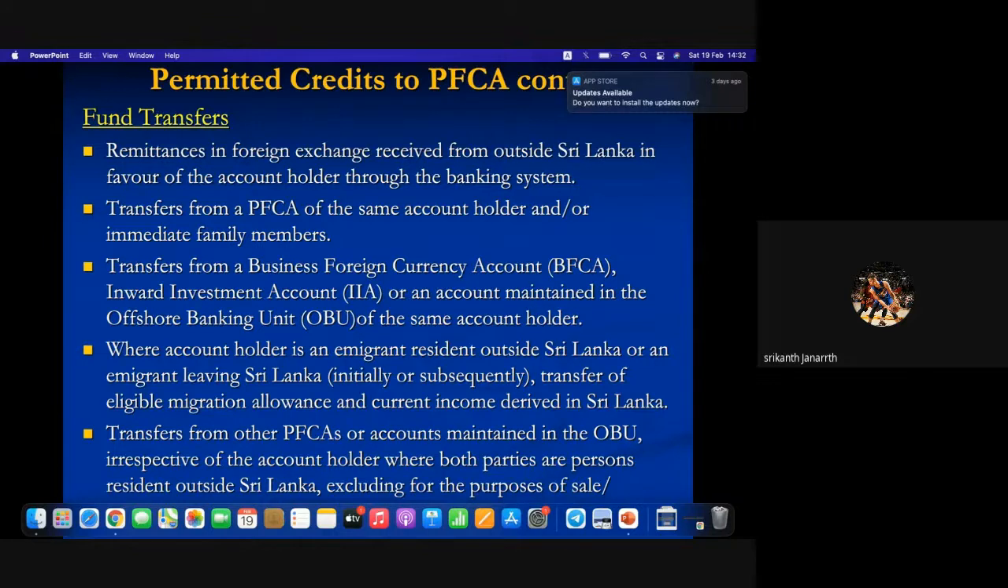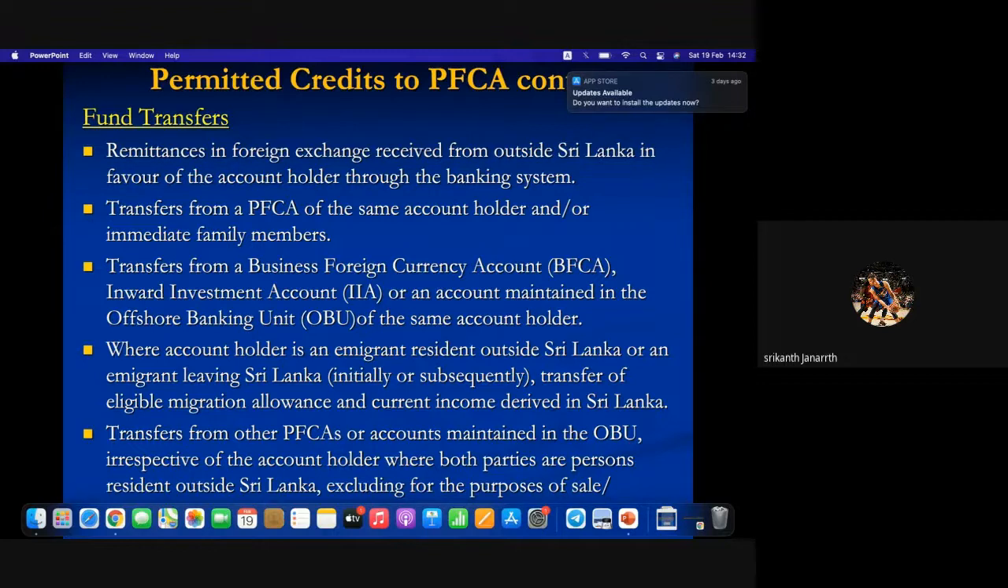Transfer from a business foreign currency account or inward investment account. Do you know what we mean by inward investment account? Suppose an inward investment account is an account where a Sri Lankan working in another country can also maintain inward investment; Sri Lankans who are here now are not permitted.